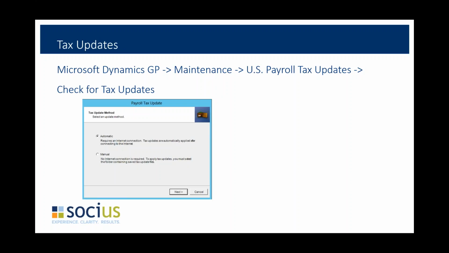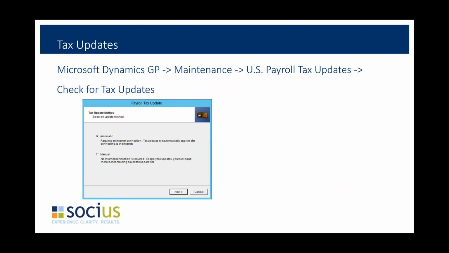Now, for those of you who haven't done this before, this is going to be off of your main menu in Dynamics GP. You'll notice that in your top left-hand corner, there's a Microsoft Dynamics GP button. You select that, then you select Maintenance, and then U.S. Payroll Tax Updates, and the last option is Check for Tax Updates. You will then receive this tax update window to do automatic or manual.